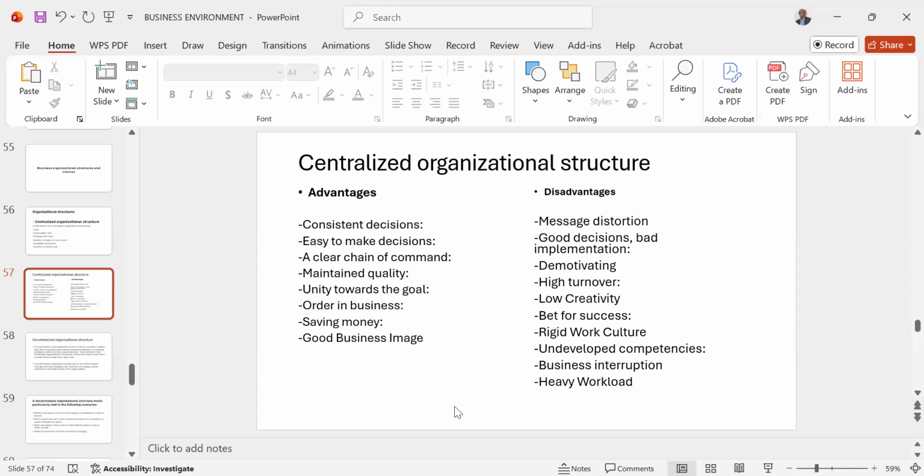Undeveloped competencies. There are so many people, especially at the middle level, that have the competencies and the capability to actually execute some things. But because they were not tested, they were not trained, they remain at that level. So those competencies are not developed.